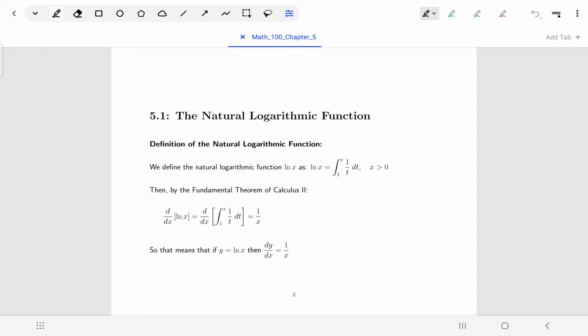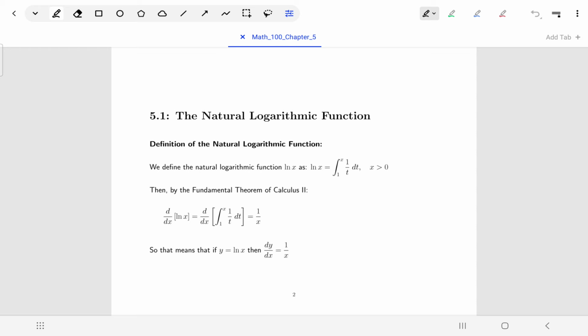So when you learned logarithms back in the day, more than likely you had learned exponential functions first, and then you learned that logarithms were the inverse of an exponential function. Here, though, we're going to start off with a rather different definition of a logarithm.